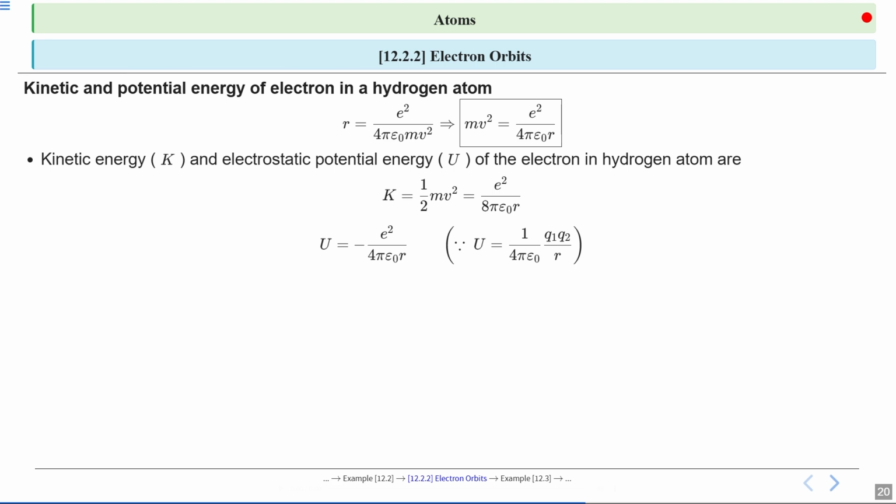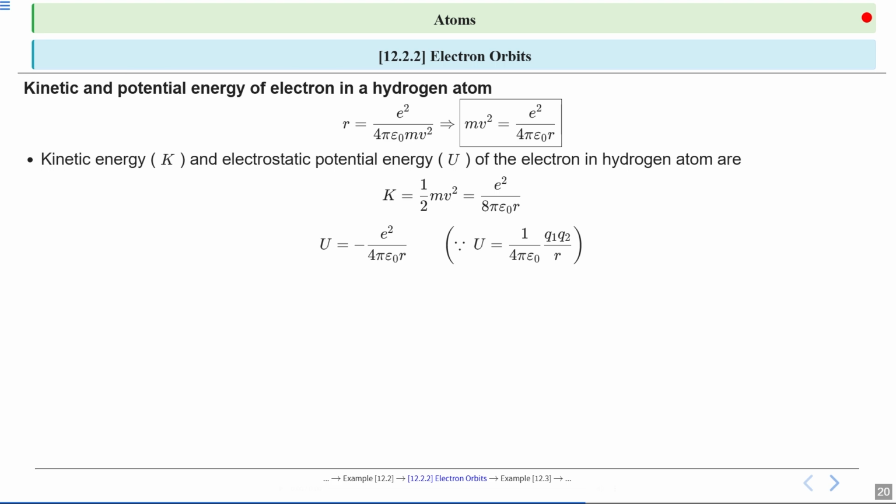Okay, and for hydrogen atom, the charge on nucleus is e due to one proton, and magnitude of charge of electron is also e. So Q1 and Q2 both are e. Sorry, magnitude of charge on electron is e, but charge on electron is minus e. We will consider minus e here because potential energy can be negative. But kinetic energy is always positive.